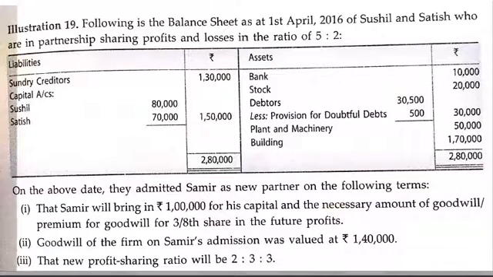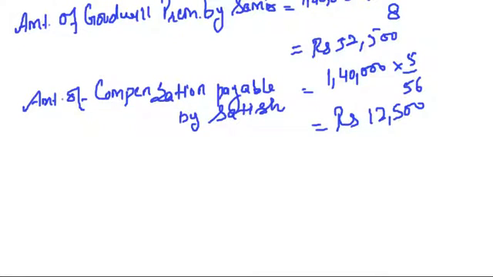Now let's pass the journal entries. See if there is any goodwill appearing in the balance sheet. No. If there was any goodwill appearing on the asset side of this balance sheet, we would have written off that goodwill first. Like in the previous question I told you, if there is any goodwill on the date of admission appearing in the books, we will write it off among the old partners in old ratio. No goodwill. Let's pass the entries. Sameer, the new partner, is bringing 1 lakh as capital also, right? And 52,500 as goodwill. So what will be the journal entry?